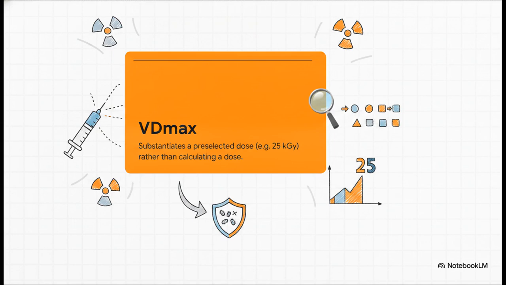One of the absolute most efficient ways to do this is by using the VDmax method. Let's translate this into plain English, right? Instead of doing incredibly complex, unique math from scratch to calculate a custom dose for your device, VDmax allows you to assume a really conservative bioburden ceiling. Based on that assumption, you substantiate a standard pre-selected dose, which is most commonly 25 kilograys.